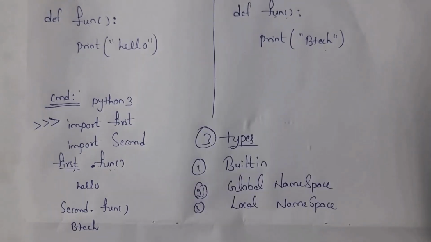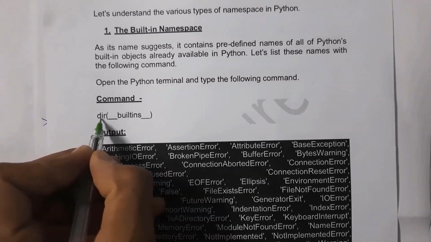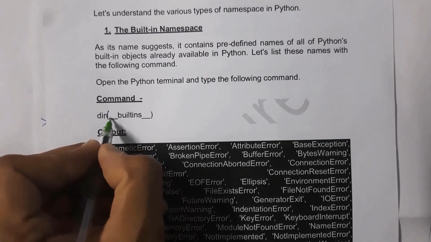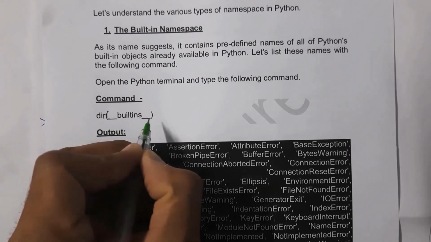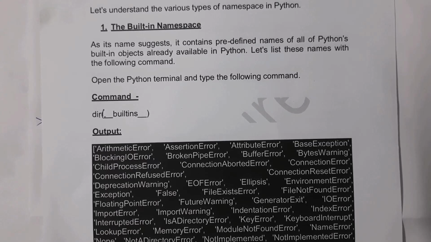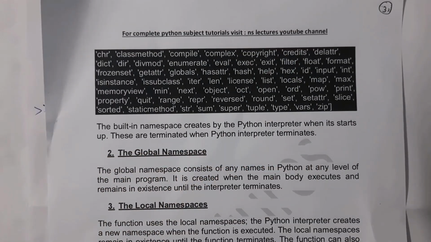Namespaces are classified into three types. They are built-in namespace, global namespace and local namespace. I'll explain each of them. In order to check all predefined names of built-in objects available in Python, you need to type this command. Just type dir and open brackets. Inside the dir function, you need to write underscore underscore builtins underscore underscore. This builtins attribute will represent the predefined names of all built-in objects available in Python. So this is my output. All these error names come under built-in objects, and also compile, complex, copyright, credits, all these come under the built-in namespace.